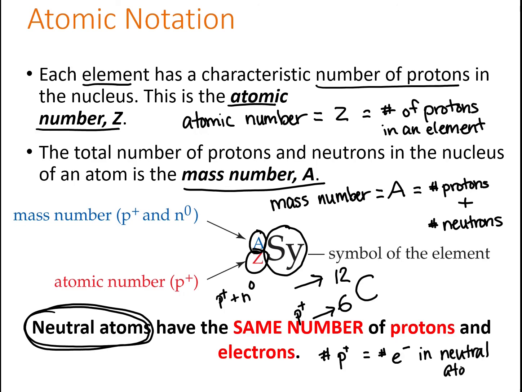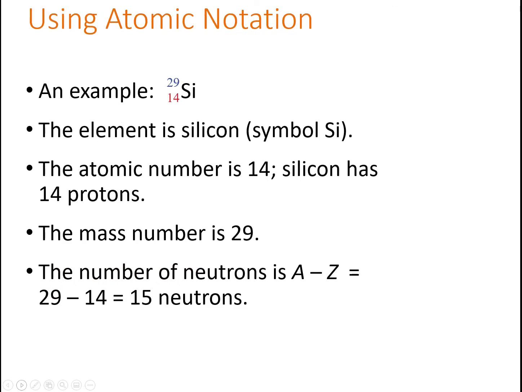And I'm stressing a neutral atom because we're going to talk about ions in the next chapter. And I don't want you to think, oh, well, you can't have different numbers. You can, but we're not talking about neutral atoms anymore. So let's talk through an example.